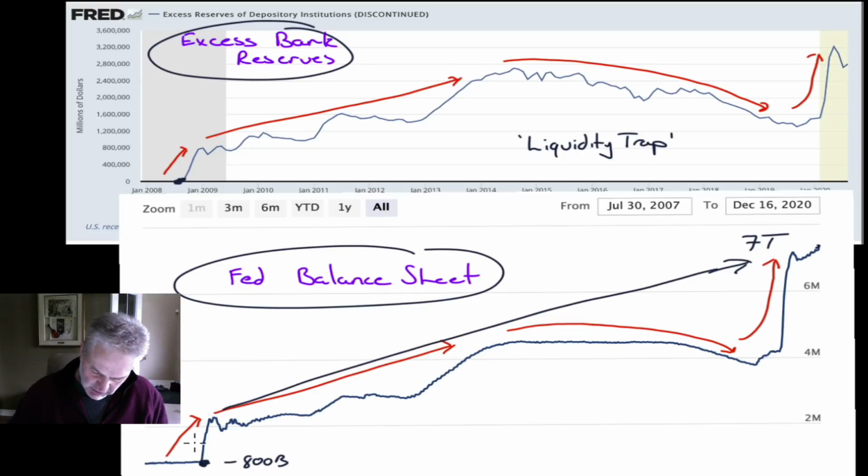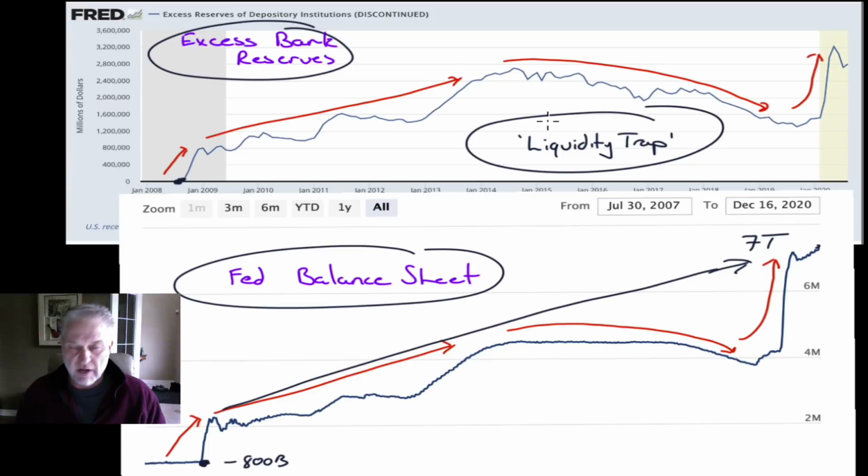You have the initial jump in the money supply here. You have a gradual growth. You have a sort of small rolling over and then a major jump. Well, look at this. Excess bank reserves have been following along with the money supply. That is called a liquidity trap. That is called a liquidity trap.